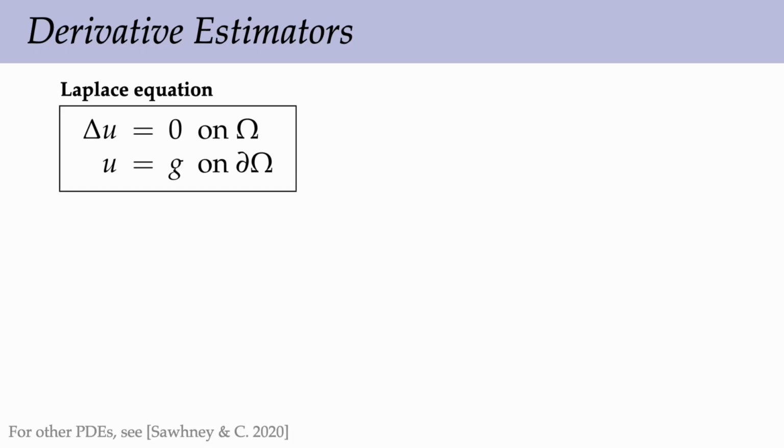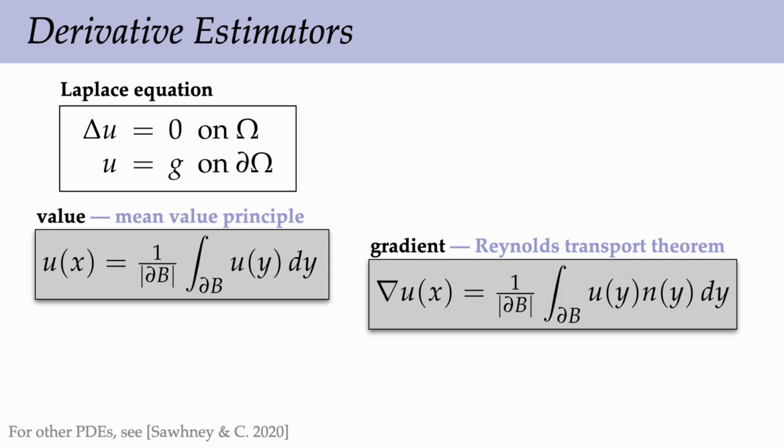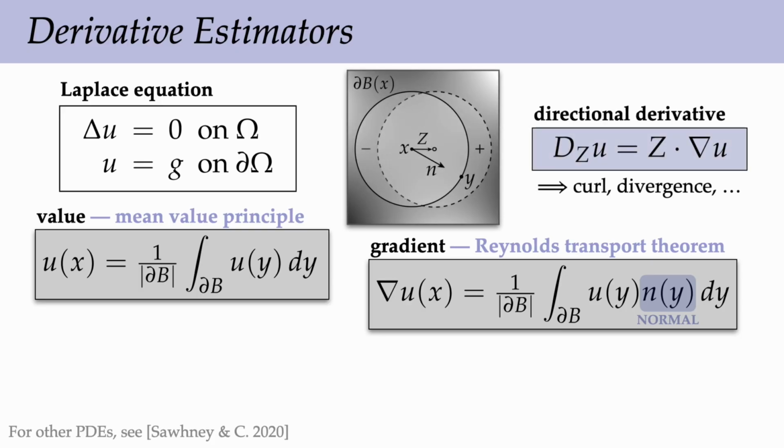Another very nice thing I can do with walk-on spheres is estimate spatial derivatives of the solution. So if we again have our basic Laplace equation, we know the value at a point x is represented by our mean value integral, and the gradient can be expressed with something that looks almost the same, except that we take the average value times the normal of the bounding sphere. This is basically an application of Reynolds transport theorem. If we wanted to take a directional derivative along z, we would shift the ball a little in the z direction and pick up a contribution proportional to z dot n.